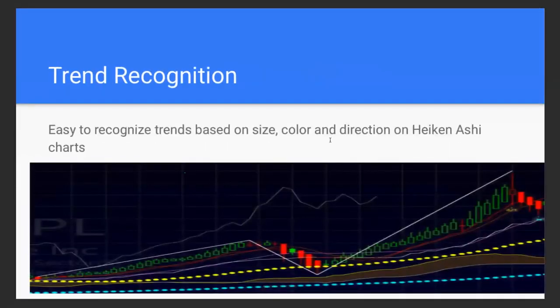Okay, so if you look at this, this is a chart of Apple. And look at this trend recognition, guys. It's very easy to recognize the trends on a Heiken Ashi chart. I've taken a weekly chart here to show you. It's very easy to recognize trends based on size, color, and direction on Heiken Ashi charts. If you look here, the first three bars are like here. And if you had waited here and gone with this trend, you would have gone up to here. And that is a long way in price, right? It was on an upward bullish trend for a long period of time.